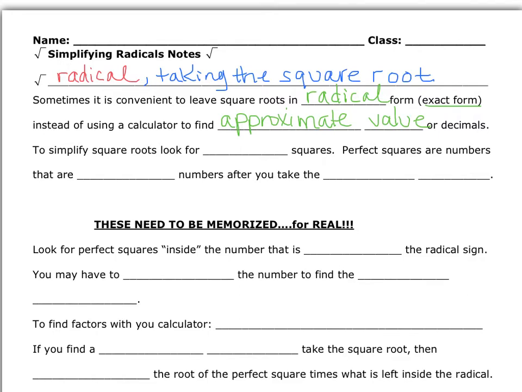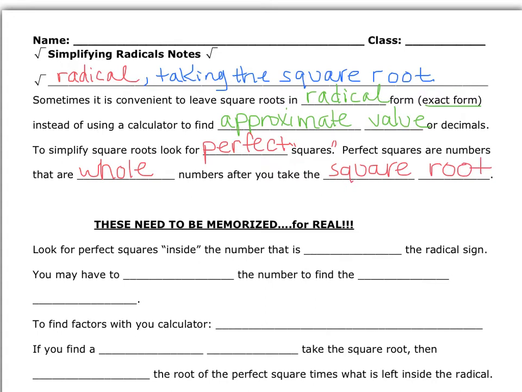To simplify radicals, to simplify square roots, we're going to look for what are called perfect squares. And this is not really the square, the shape. We'll see in a second. Perfect squares are numbers that are whole numbers after you take the square root.